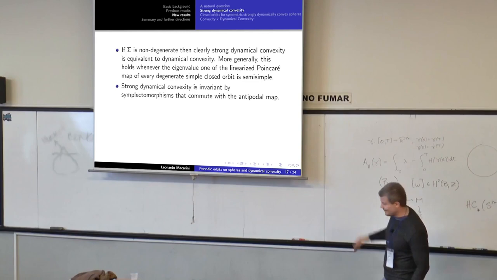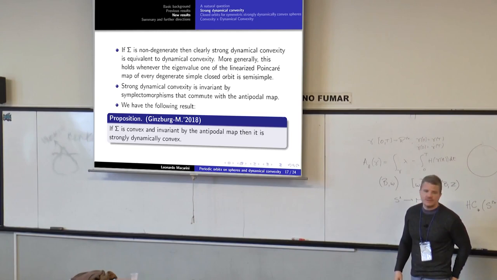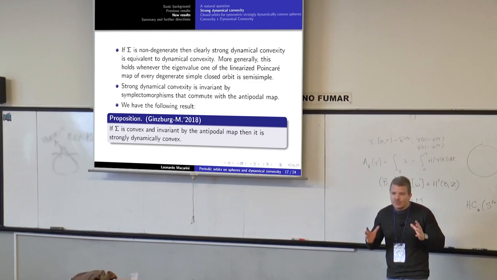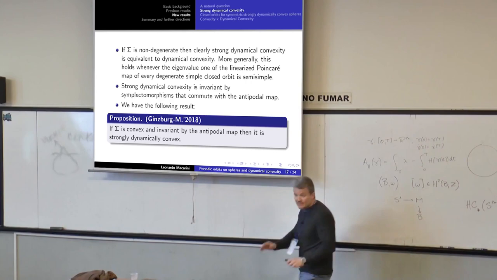And then we have this result. If sigma is convex and invariant by the antipodal map, then it's strongly dynamically convex. So we realize that, at least in the symmetric case, convexity implies more than dynamical convexity. You have this slightly stronger condition in the degenerate case. It was a very important point.